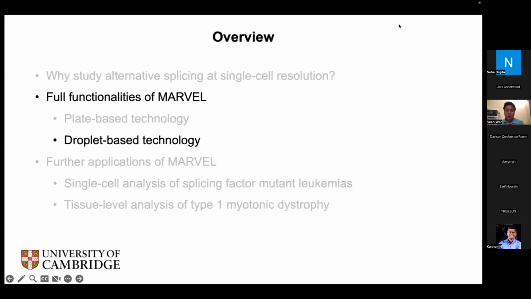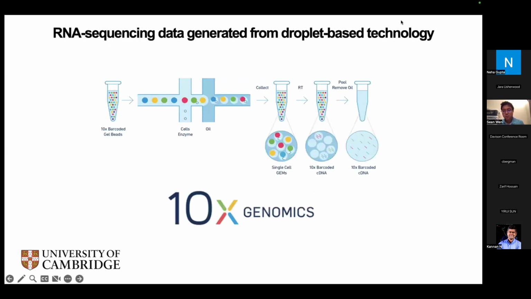Great. So that was for a plate-based application. The second application is for RNA sequencing data generated from droplet-based technology. So what exactly is droplet-based technology? I'm sure you might have already heard of 10x Genomics, the leading service provider for RNA sequencing data generated from droplet-based technology. What this technology does is that it simply partitions each cell into a single droplet, and each single droplet has its own chemical reaction that amplifies the cDNA, and these cDNAs will then be subjected to next generation sequencing.